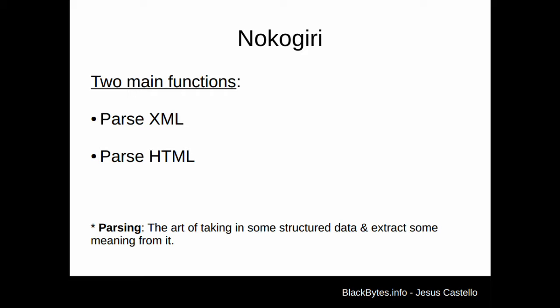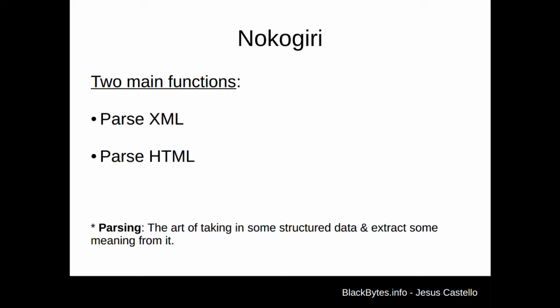Okay, so what is Nokogiri? Nokogiri is a gem that has two main functions. And these functions are parse XML and parse HTML.